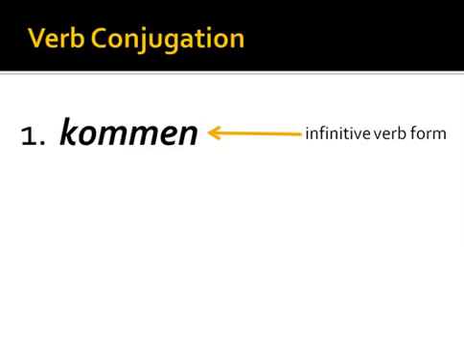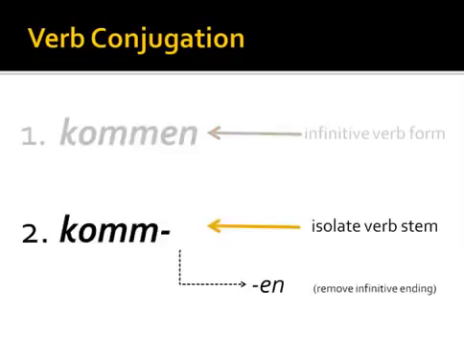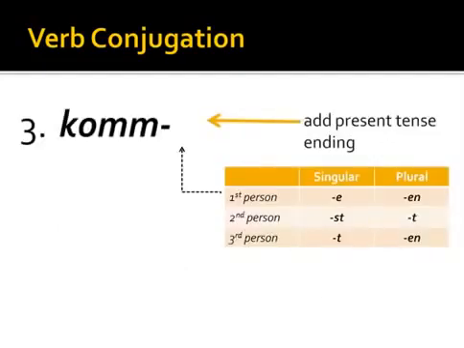So let's take a look at kommen. Now the first thing I want to do is to drop off the infinitive ending. I'm going to either drop off an en or an n, and this will isolate the verb stem. Now once I've isolated the verb stem, what I want to do is tack on the appropriate ending. So this requires me to know, well, am I using the first person, second person, or third person singular, or is it plural? So the standard endings are, as you see on the screen, e, st, t, e, n, t, en.